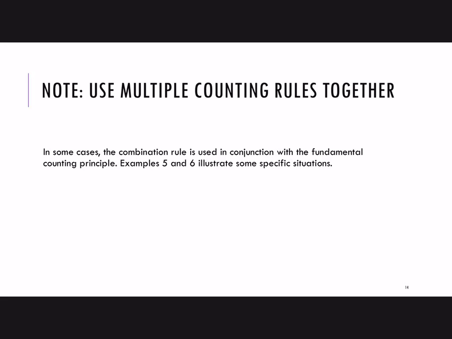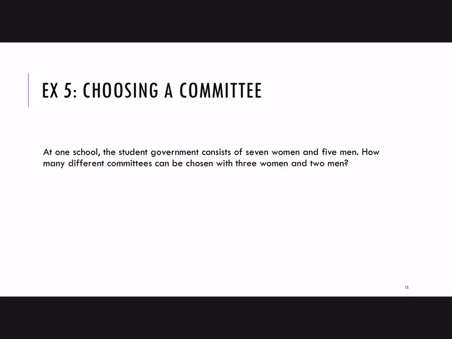Now we would do this anytime we have two separate groups of objects with no overlap between them, where we can't just lump everything together and count it all at once. So here's an example. Choosing a committee of men and women. At one school, the student government consists of 7 women and 5 men. How many different committees can be chosen with 3 women and 2 men?